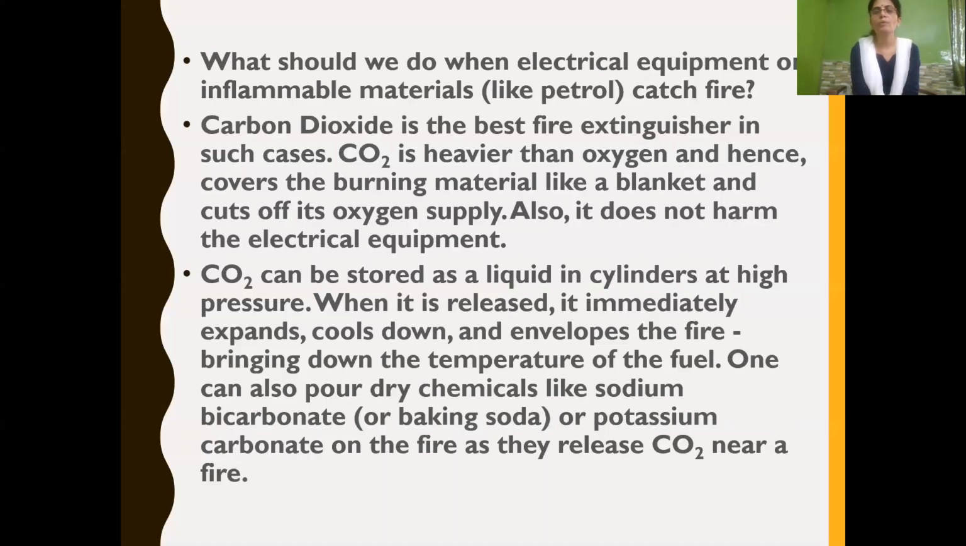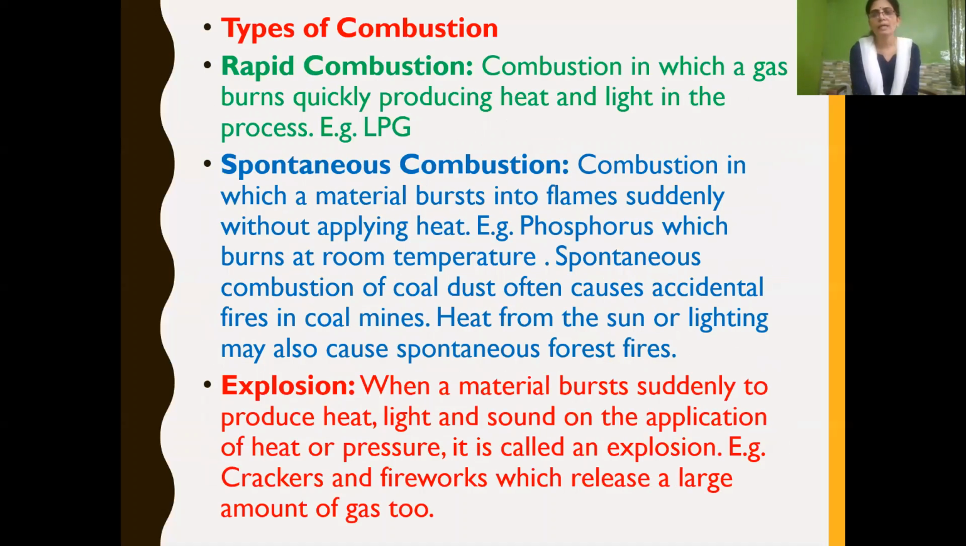And we can also pour dry chemicals like sodium bicarbonate or potassium carbonate on the fire, as they release carbon dioxide near a fire. So these are the different methods we can use to extinguish fire. Now let's continue with the different types of combustion. Mainly there are three types of combustion: rapid combustion, spontaneous combustion, and explosion. Now let us learn these three one by one in a detailed manner.